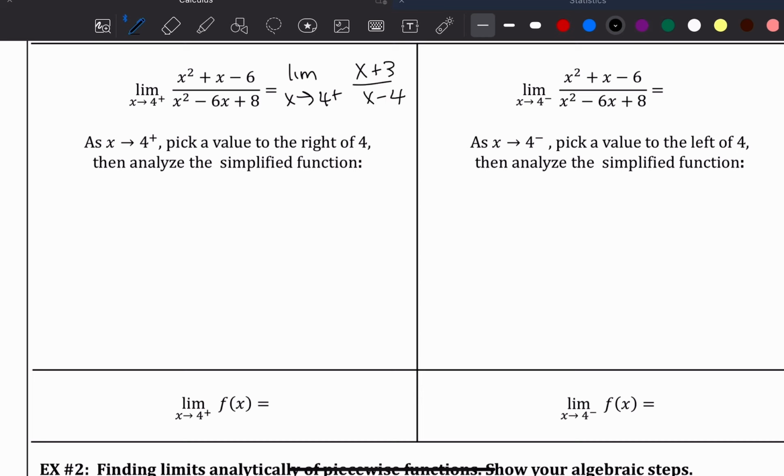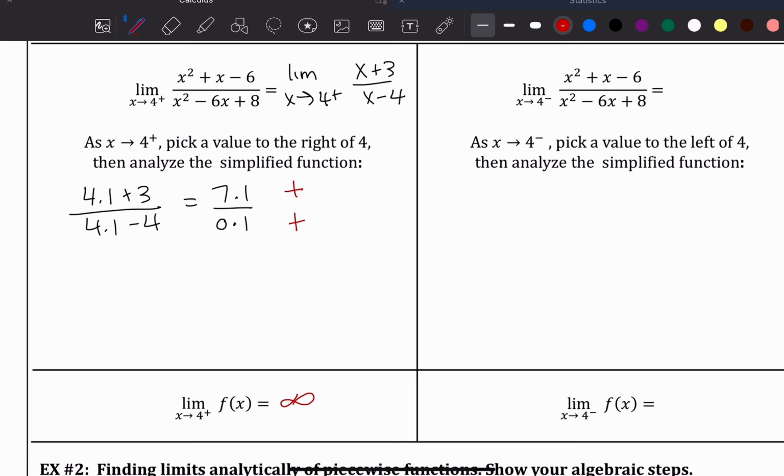Okay, so if we need to approach it from the right, that means we need to pick a value to the right of 4. Remember, we want it to be as close to 4 as possible. So we could pick like 4.1. So let's say we do 4.1 plus 3 over 4.1 minus 4. This gives us 7.1 over 0.1, which we know is both positive on the numerator and the denominator, which means as x is approaching 4 from the right side, y is approaching positive infinity. So that's this down here, positive infinity.